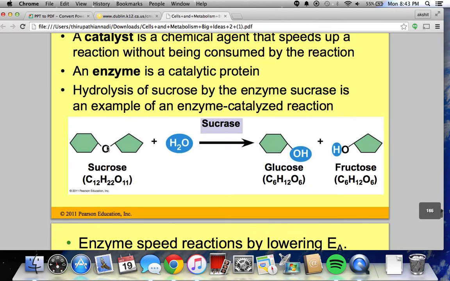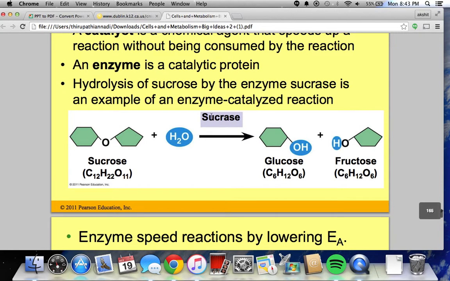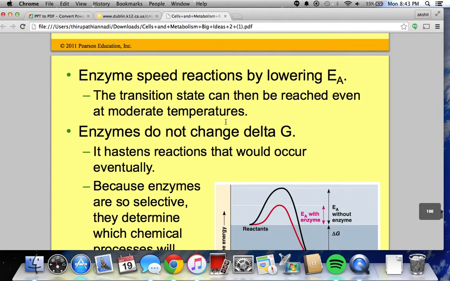For example, see sucrose is being split apart by hydrolysis, and the enzyme sucrase is helping with that, and you put it on top of the equation because that means that it's not being consumed, it's just helping. So on top of the arrow you put the name of the catalyst.